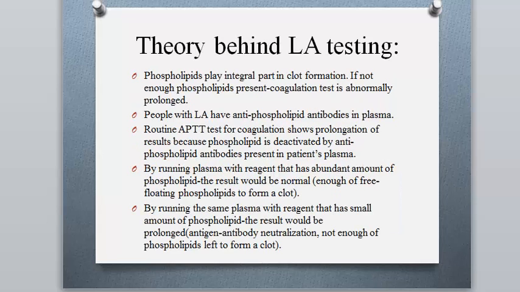The theory behind lupus anticoagulant testing: phospholipids play an integral part in clot formation. Therefore, if there are not enough phospholipids present, the coagulation test becomes abnormally prolonged. People with lupus anticoagulant have antiphospholipid antibodies in their plasma. And routine APTT tests for coagulation have phospholipid in the reagent.